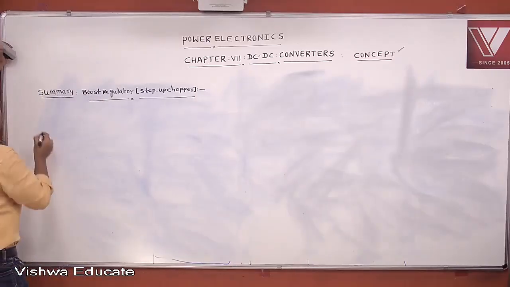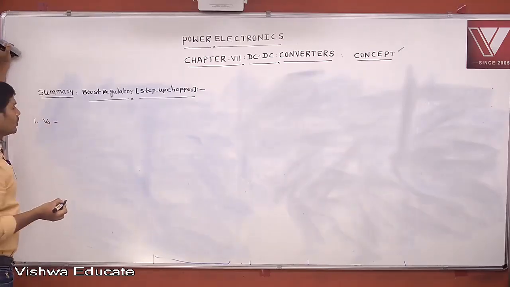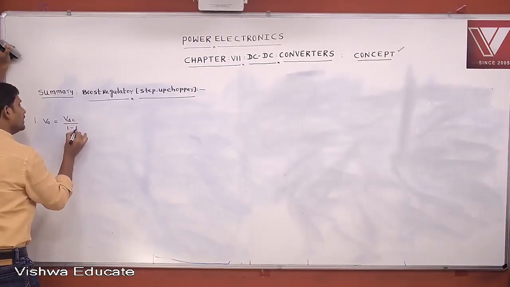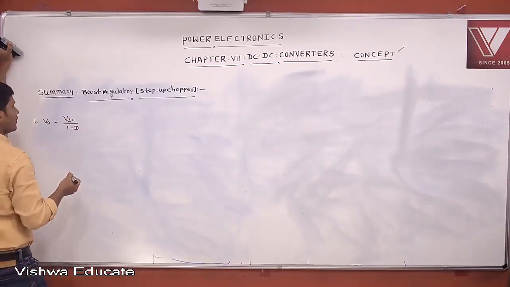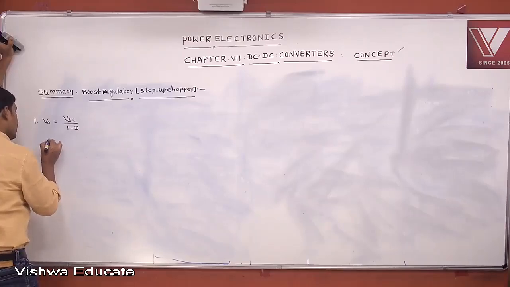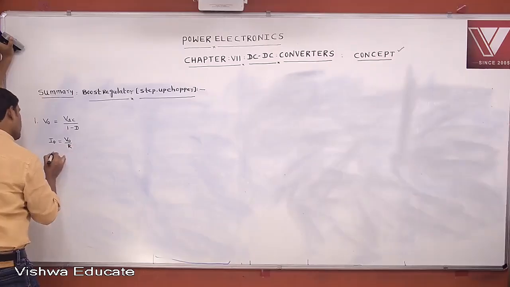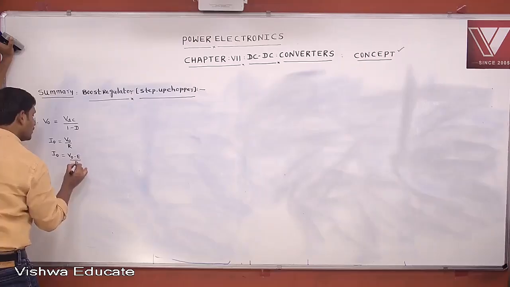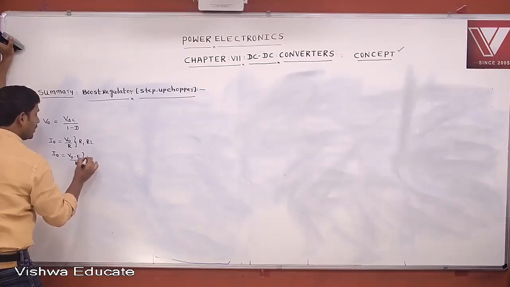Tell me. One is, what is the average output voltage V naught equal to? The average output voltage V naught equal to VDC by 1 minus D. This is continuous mode of operation. Once you know the V naught, how to write I naught? I naught equal to V naught by R, and the average load current is I naught equal to V naught minus E by R. This is for which load? R, RL load. And this is for RE load.